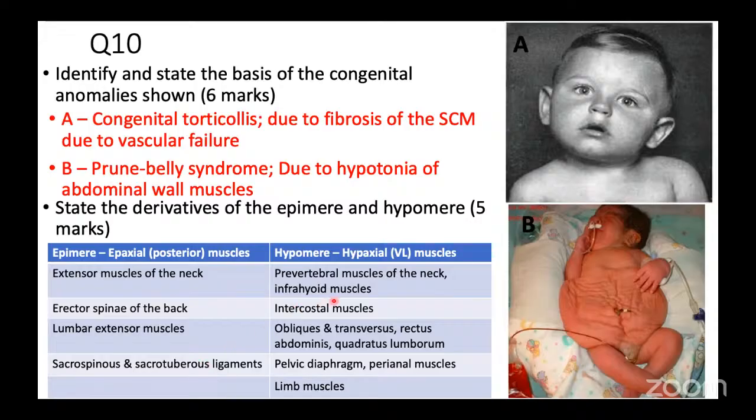So the hypomere, they form the ventrolateral muscles. These include your prevertebral muscles of the neck, the infrahyoid muscles in the head and neck region. In the thorax, the intercostal muscles. In the abdomen, your obliques, transversus abdominis, rectus abdominis, quadratus lumborum. In the pelvis, it gives rise to your pelvic diaphragm and perianal muscles, and then it also gives you your limb muscles, both the flexors and extensor muscles.